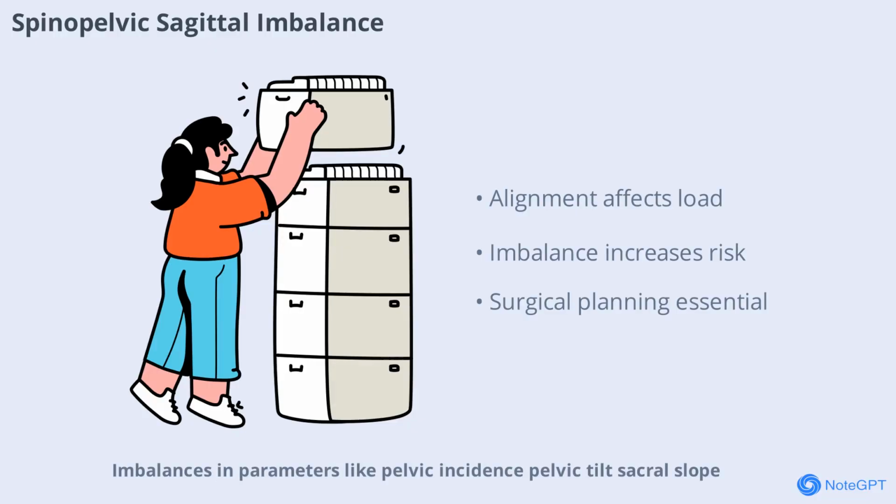Imbalances in parameters like pelvic incidence, pelvic tilt, sacral slope, and lumbar lordosis can disrupt this balance, leading to abnormal forces on adjacent segments and accelerating degeneration. Studies show that postoperative mismatch in these parameters significantly increases ASD risk. Surgeons must carefully consider spinopelvic alignment during planning and surgery.